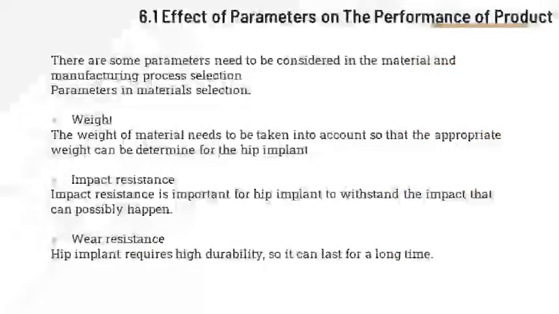Effect of parameters on the performance of the product. There are some parameters that need to be considered in material and process selection. What are the parameters that can affect material selection? First is weight. The weight of the material needs to be considered so that an appropriate weight of the product can be determined. It can provide optimal comfort and balance to the user.